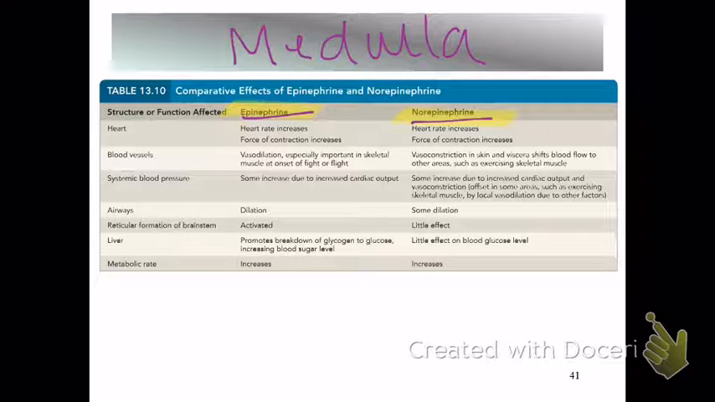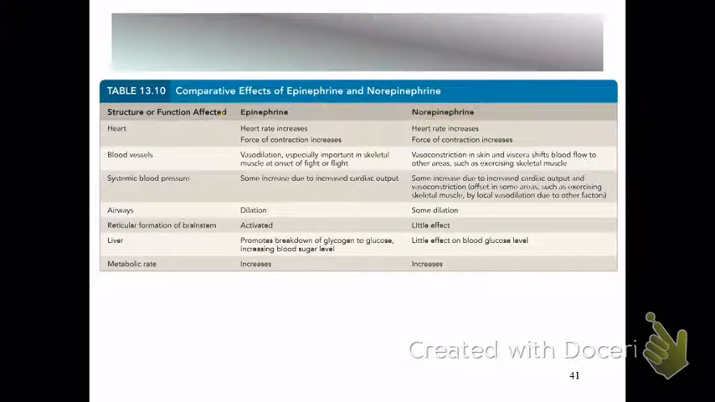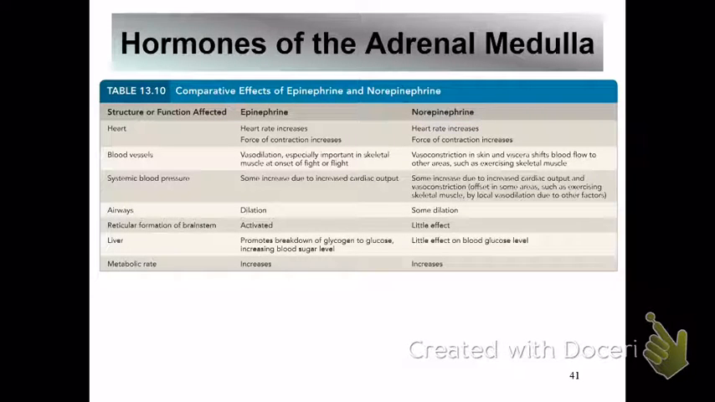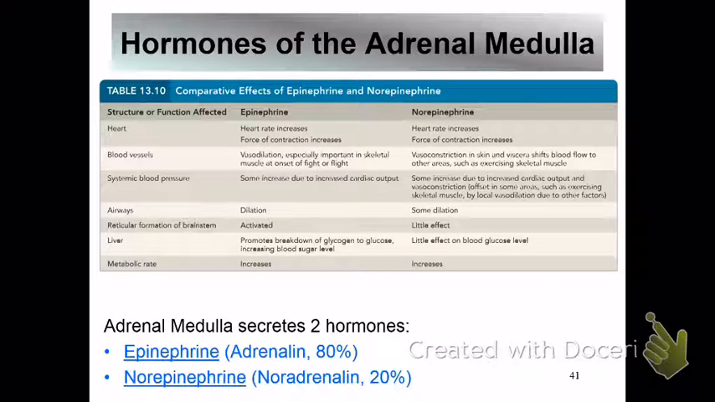Okay, vasodilation, epinephrine makes your blood vessels dilate, open up. Where norepinephrine makes your blood vessels constrict. It'll make your airways close up so you can't breathe as good. It's going to increase metabolism. When your heart rate speeds up, you're digesting those hamburgers faster. And that just tells you it's 80% epinephrine and 20% norepinephrine.